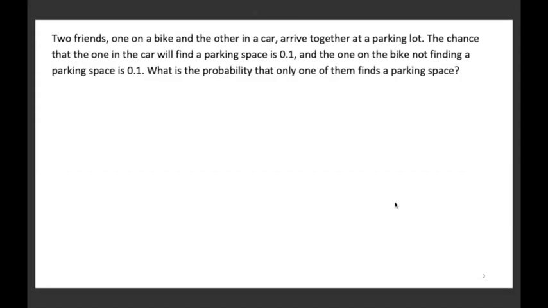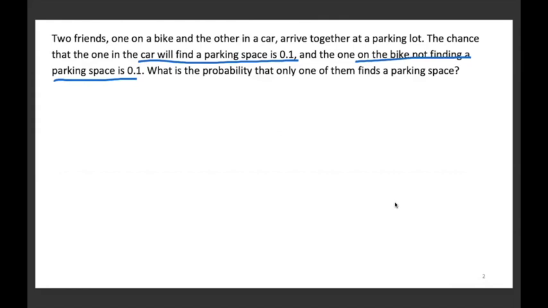So, this is the first question. Two friends, one on a bike and the other in a car, arrive at a parking lot. The chance that the one in the car finds a parking space is 0.1, and the one on the bike not finding a parking space is 0.1. What is the probability that only one of them finds a parking space?